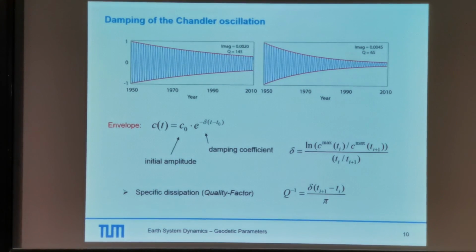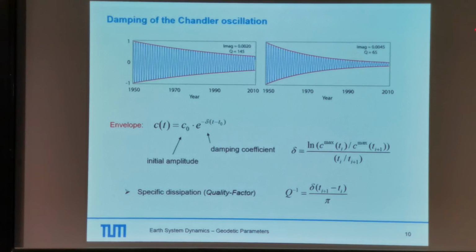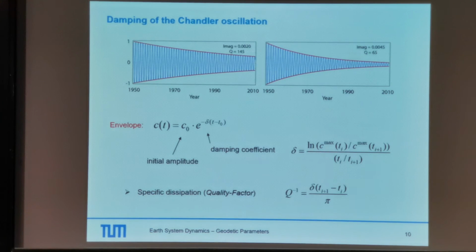The envelope of this damping can be modeled with such an equation. That's not so important. The only thing I want to emphasize here is this quality factor. This is more or less an indicator for the damping. You also see here that the quality factor is in this case 145, in this case 65. The smaller the quality factor, the higher is the damping.